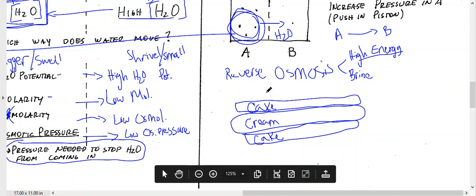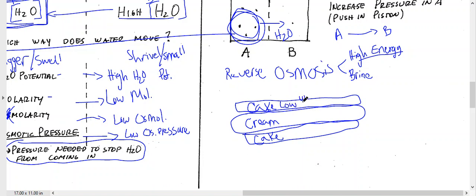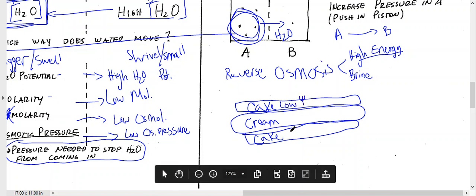It's a dry cake, which means it has low water potential, right? So the cake on either side has a low water potential. Well, how do they do that? How do they make sure the cake has low water potential? Because this cream is nice and moist. It's not wet, it's not liquid, but it is really nice and moist. So the cream has high water potential.